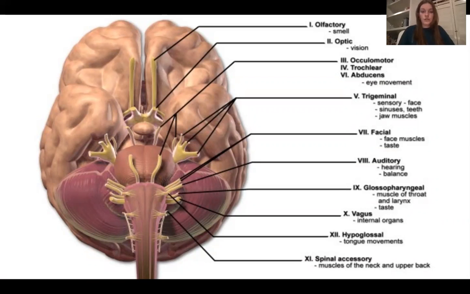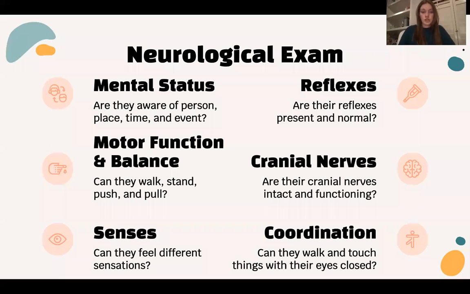For example, cranial nerve 1 is the olfactory nerve, so it controls your sense of smell, and it's going to be tested by having the patient smell things with their eyes closed. Cranial nerve 11, the accessory nerve, controls the neck and shoulders and can be tested by having the patient shrug or turn their head from side to side. And then finally, for coordination, the patient will be asked to walk in a straight line or touch their finger to their nose with their eyes closed, just to see if they have full coordination.